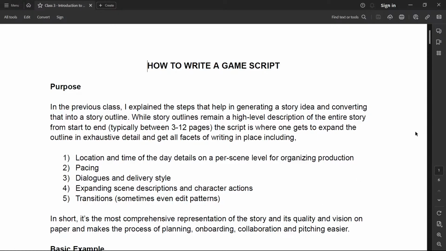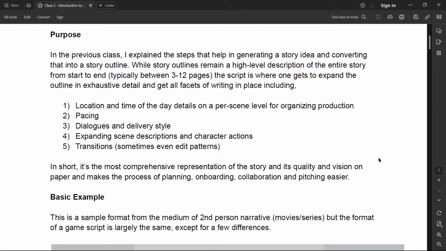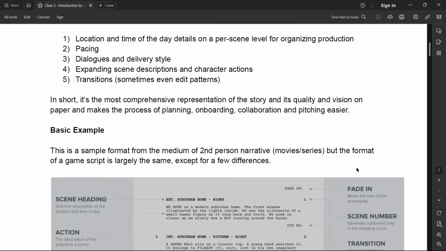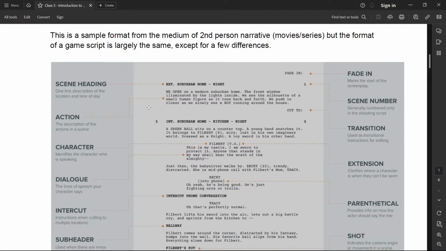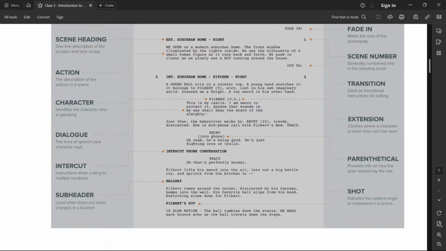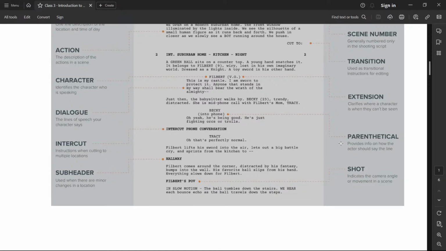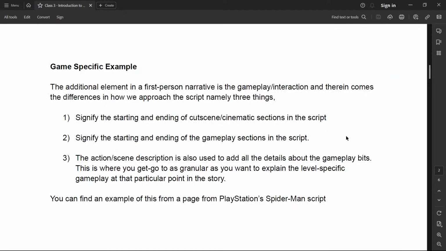So there's a lot of steps that help in generating a story idea, and then converting that into the storyline is what's important. So we are going to be working on that. Then we have a basic example of a script. These are important for filming cinematics or having dialogues in the game, or just giving a proper flow to the game narrative.